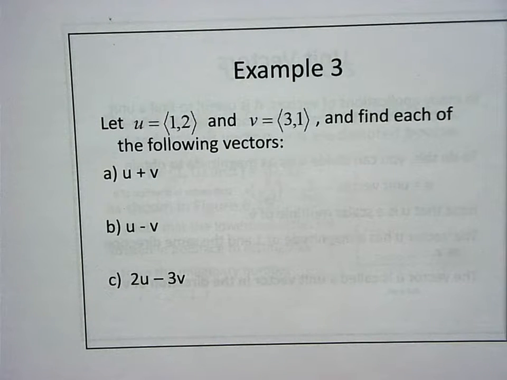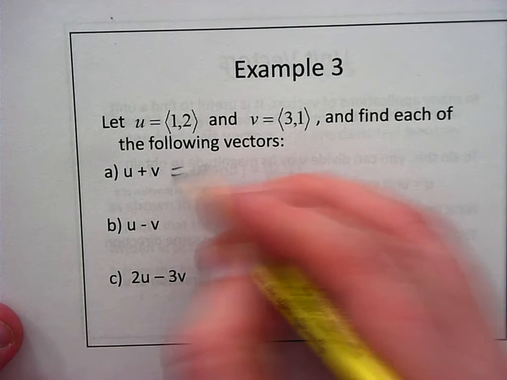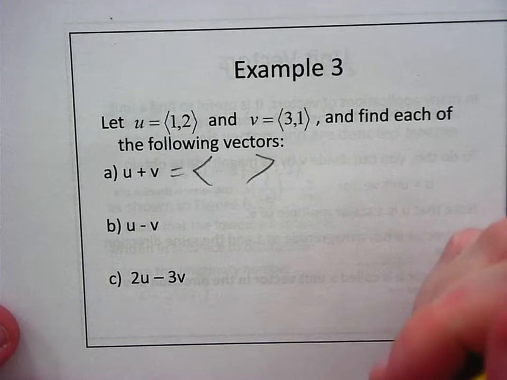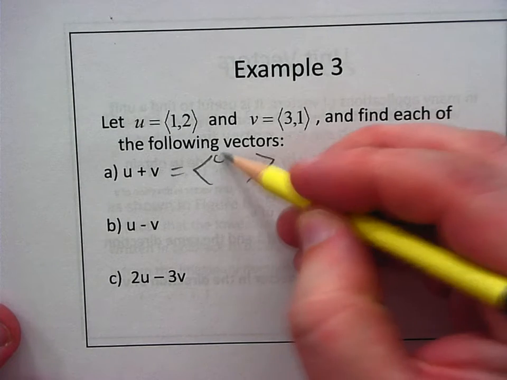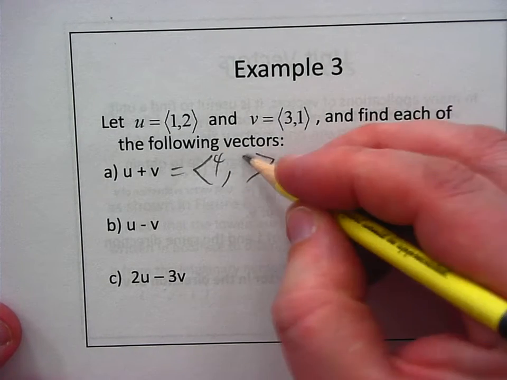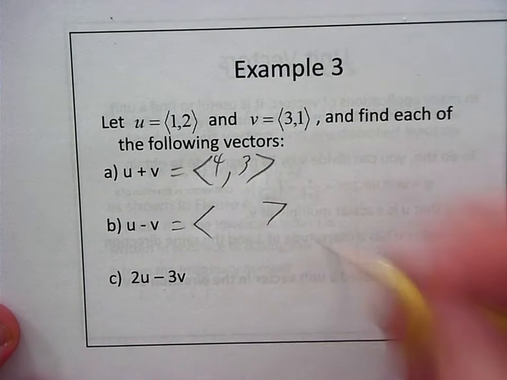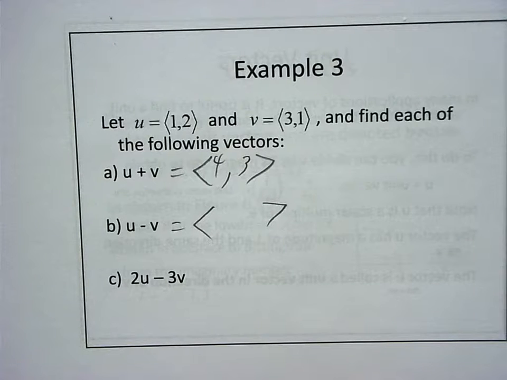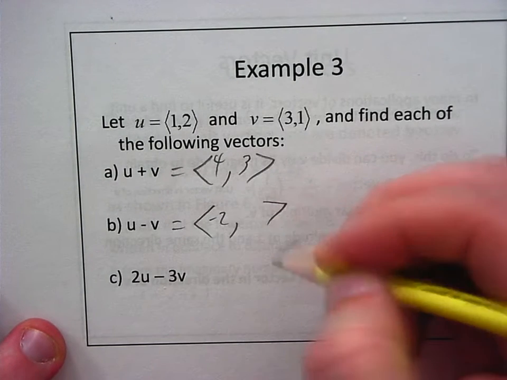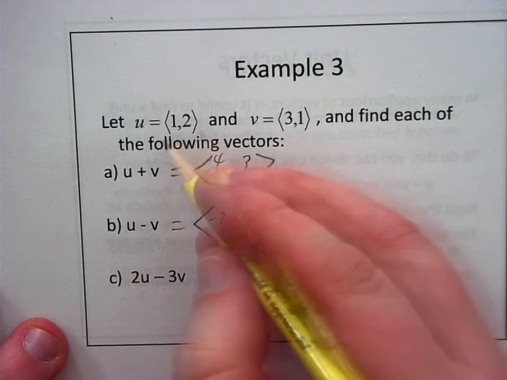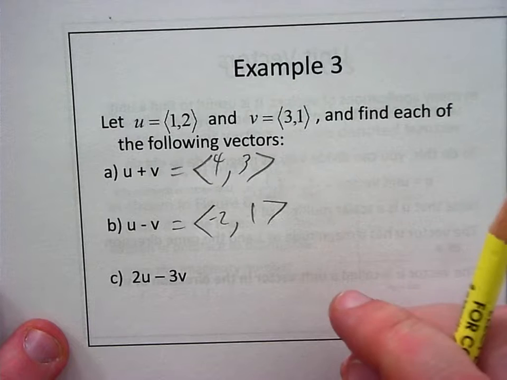What would I get for u plus v given these two vectors u and v? What would the combined vector be? 4 and 3. Yeah, 4, 3. 1 plus 3 is 4, 2 plus 1 is 3. What about if I had the vector u minus v? -2 and 1. Just take the parts of u minus the parts of v.